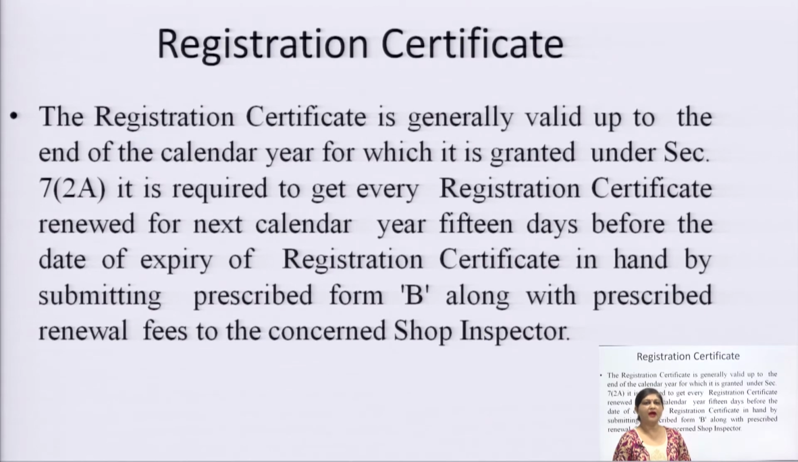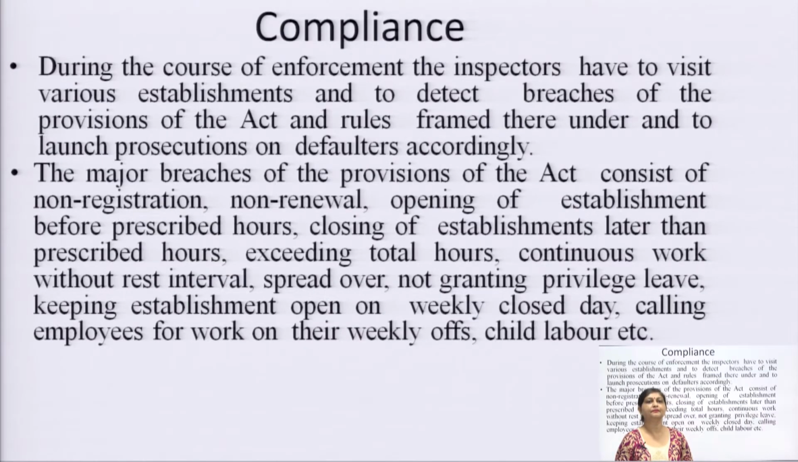So, after filling these forms, these shops and other establishments will get a registration certificate, which is generally valid up to the end of the calendar year for which it is granted under section 7(2)(a). It is required to get every registration certificate renewed for the next calendar year 15 days before the date of expiry of the registration certificate in hand, by submitting the prescribed Form B along with the prescribed renewal fees to the concerned shop inspector.